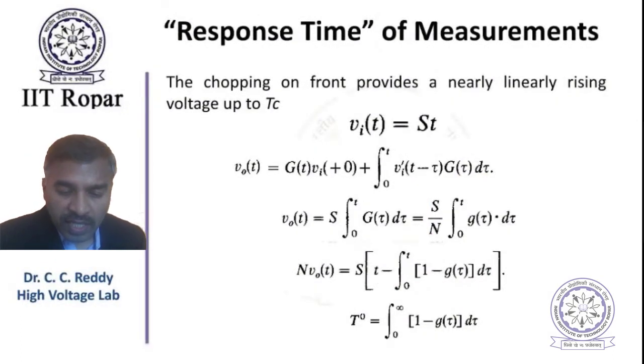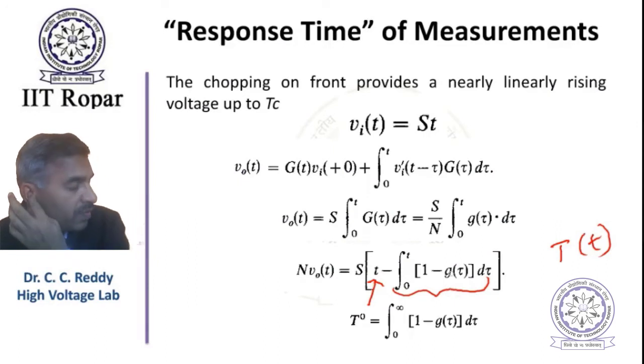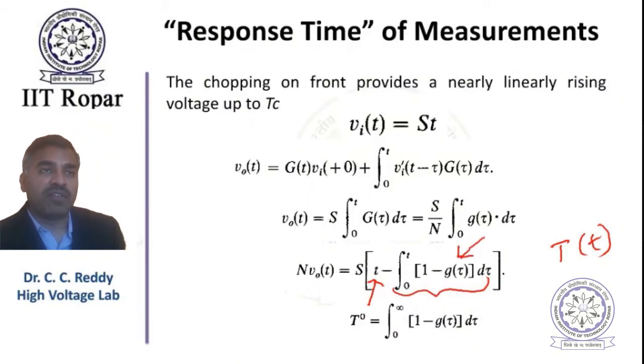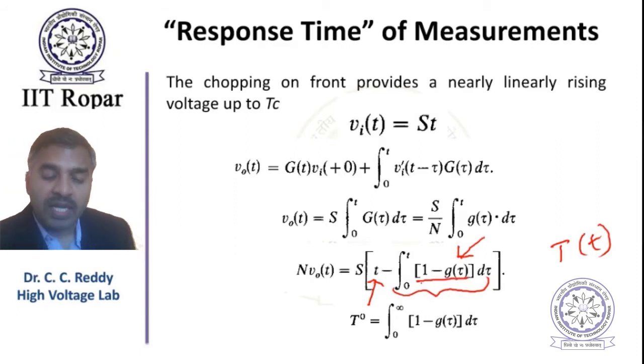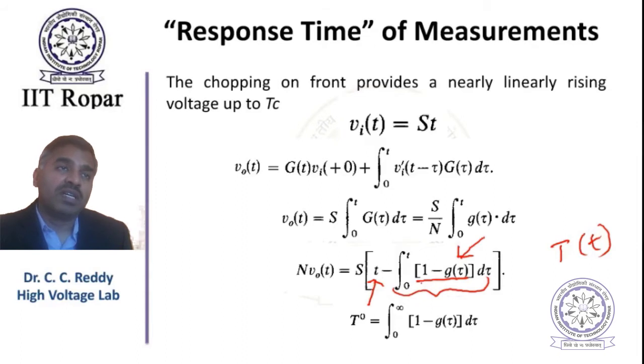Now observe here. Since this is a quantity with dimension of time, it must be some time, capital T of t, say. So it changes with time, right? Now, what is its maximum value? See, already g of t is normalized, and what is the final value of g of tau? Unity. So this 1 minus g of tau is going to be 0 after some time, and it will remain permanently 0 if the step input remains permanently there, because g of t becomes permanently 1, and therefore 1 minus 1 is 0.